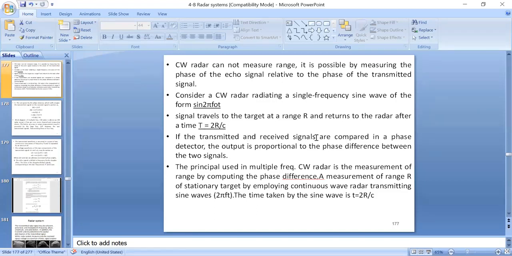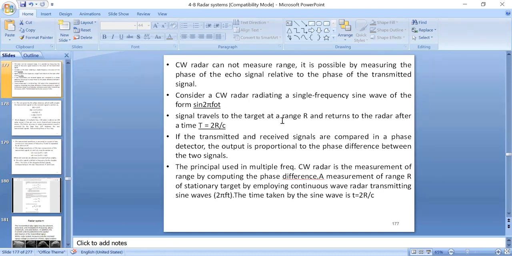If the transmitted and received signals are compared in a phase detector, then in addition to a basic continuous wave Doppler block diagram, we are using an additional block called the phase detector. All the remaining blocks are the same as the basic continuous wave Doppler radar, right? By using this phase detector, the phase of the transmitted signal and the received echo signal are compared, and that phase difference is given for the measurement of the range. Now we will see how we measure that range using the phase difference.